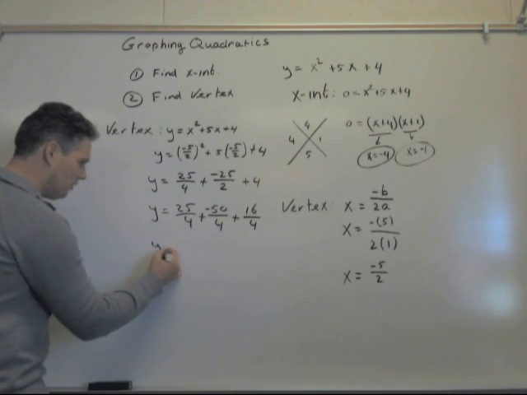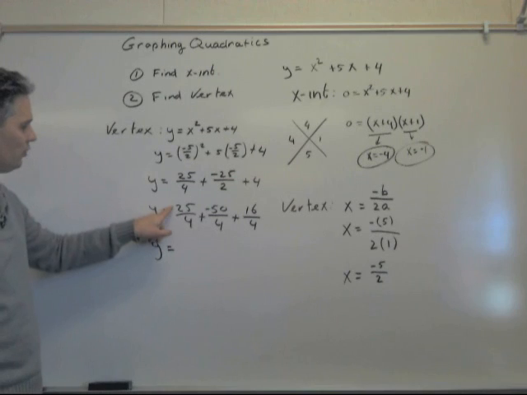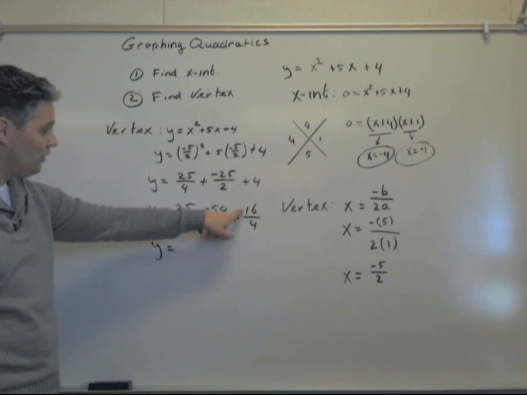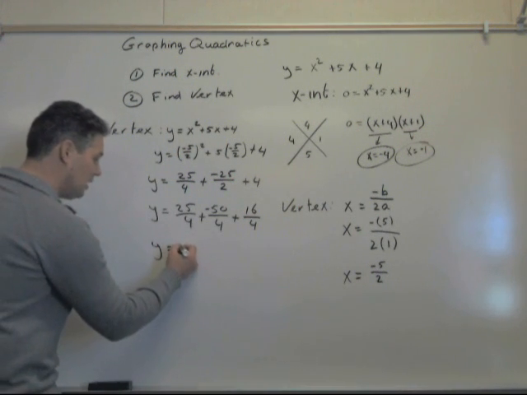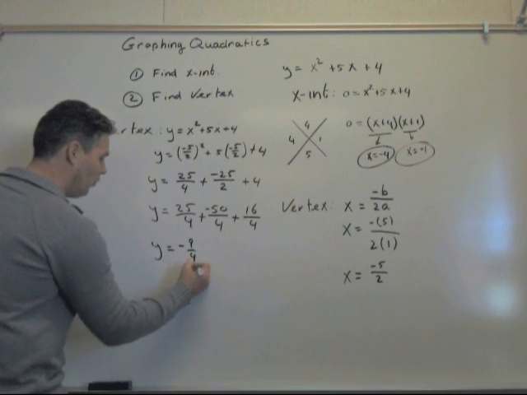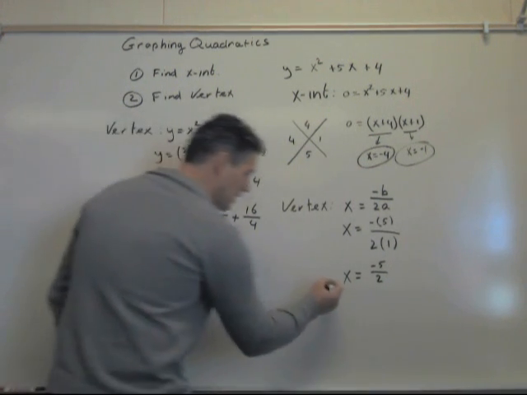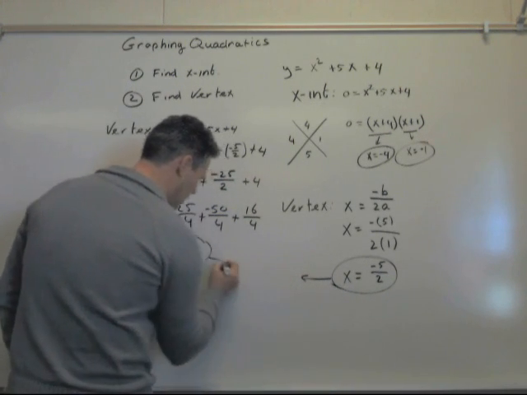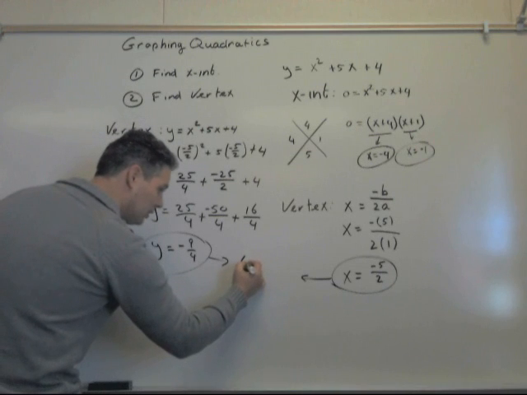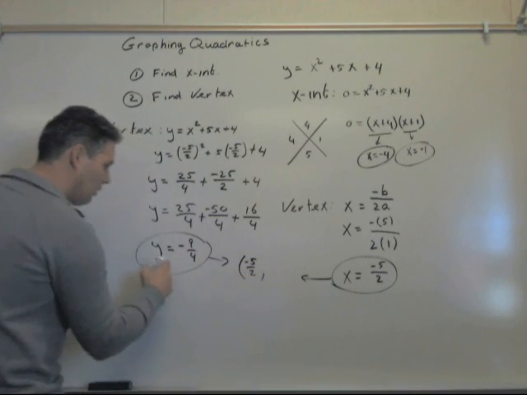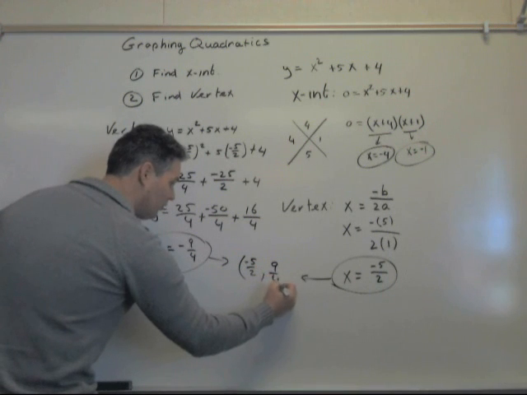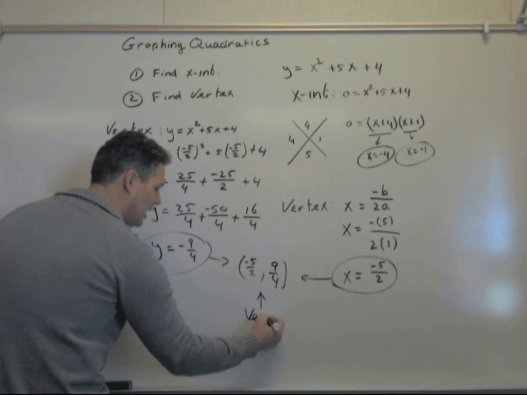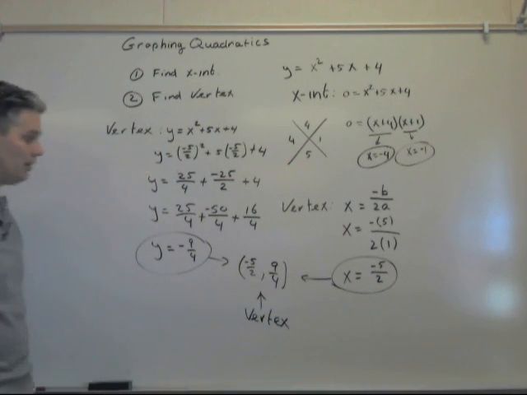So now it's a matter of combining the numerators. So 25 plus a negative 50 is negative 25. Negative 25 plus 16 makes negative 9 over 4. Okay? So now we have the x coordinate, we have the y coordinate. Now we can put those together and we get x coordinate negative 5 over 2, y coordinate negative 9 over 4, and this now is the vertex of the parabola.